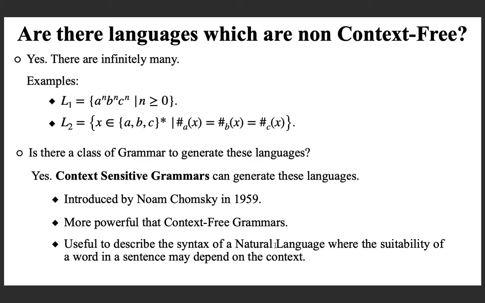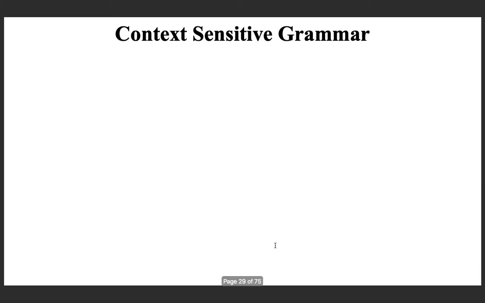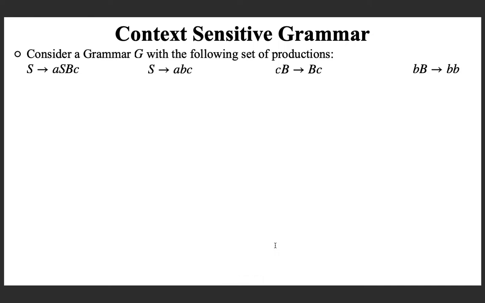With this small introduction to the history of context-sensitive grammars, let us try to understand what context-sensitive grammars are by using an illustrative example. Here is a grammar with 4 productions. Note that these 2 productions do not follow the structure of either a context-free grammar or a regular grammar, because the LHS here is not a single variable. Here it is a terminal followed by a variable, and here again. So this grammar is neither context-free nor regular.